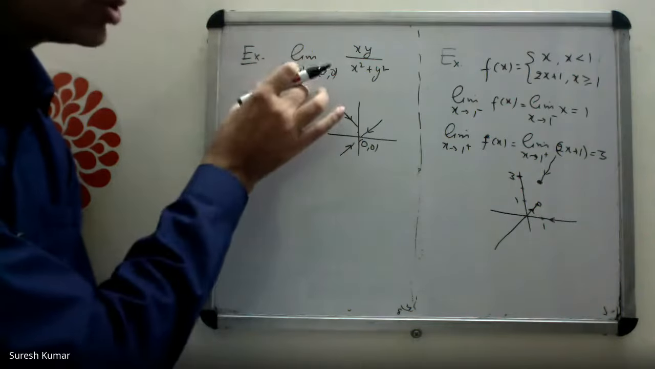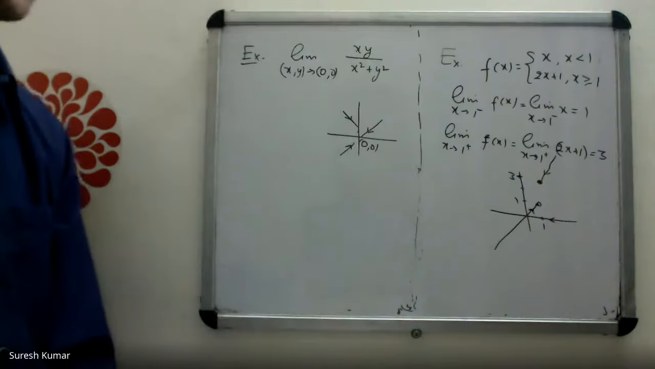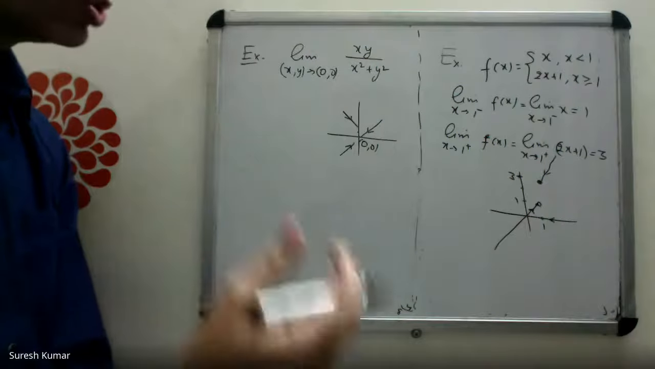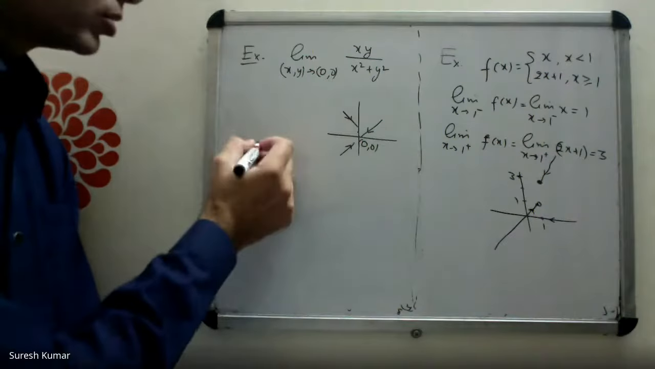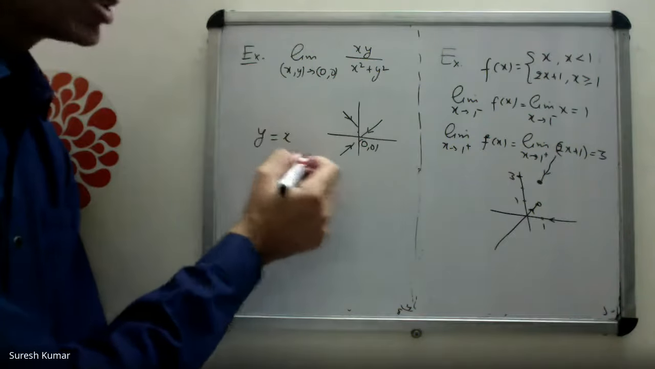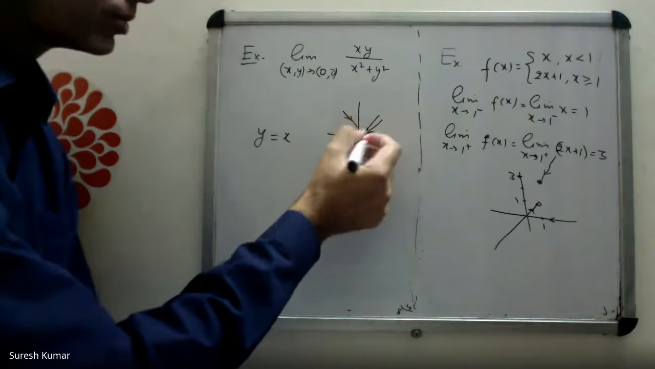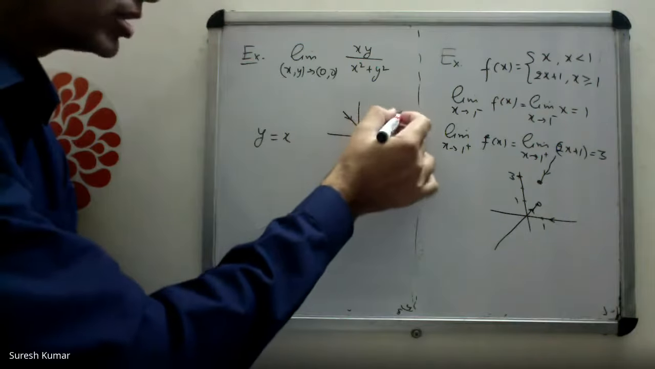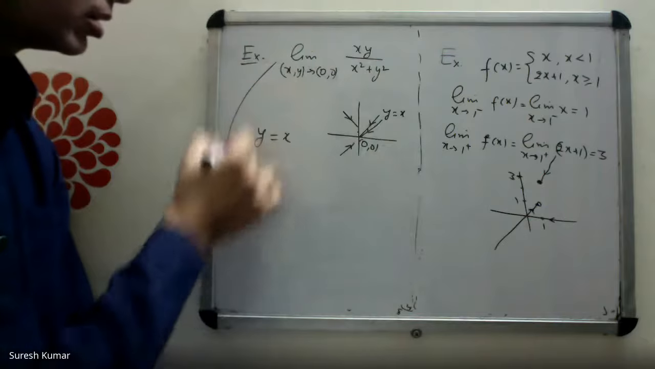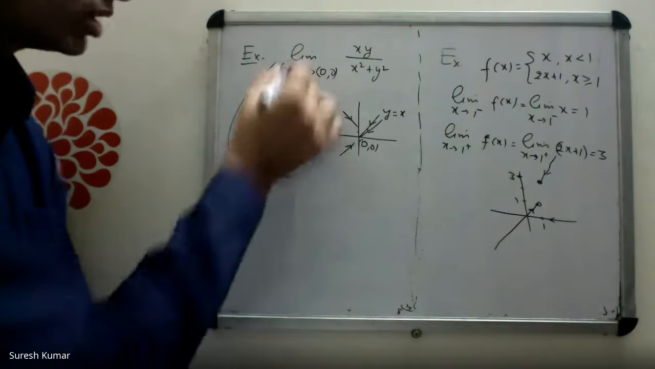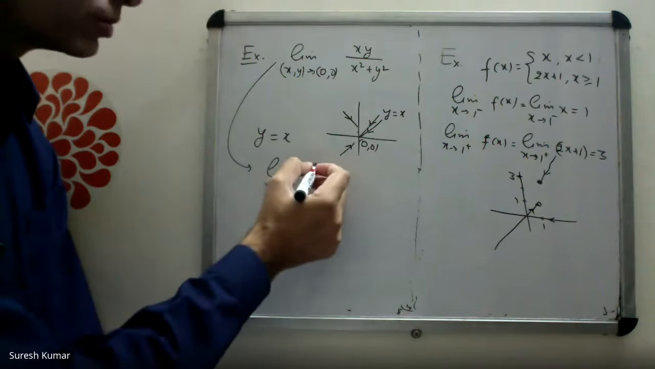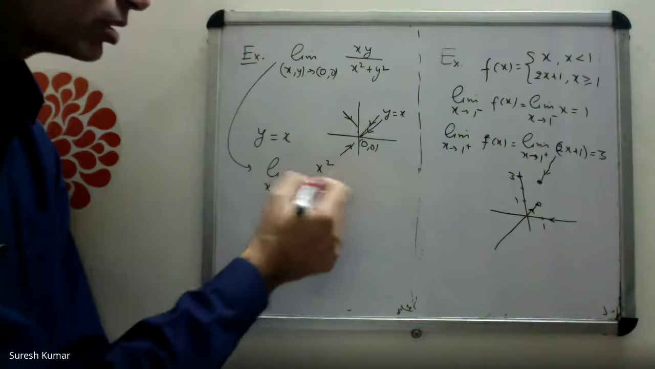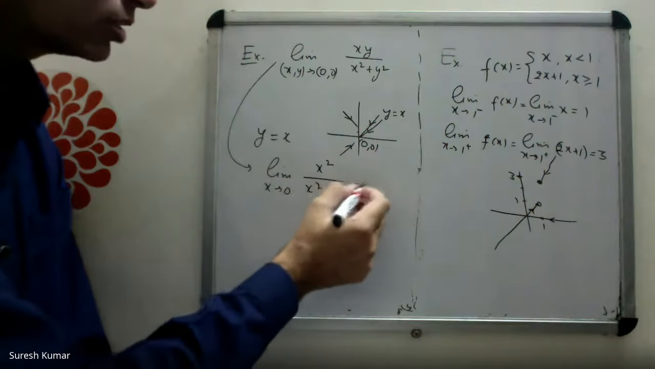So here the problem is: show that this limit does not exist. It means you have to find or think of two suitable paths, at least two suitable paths, along which you have different answers of the limit. So let me choose first y equal to x. y equal to x is the straight line. Along this path, let's see what is the value of this limit. When y equal to x, then the limit goes to only one variable x. x into x means x squared over x squared plus x squared. What do you get? 1 by 2.